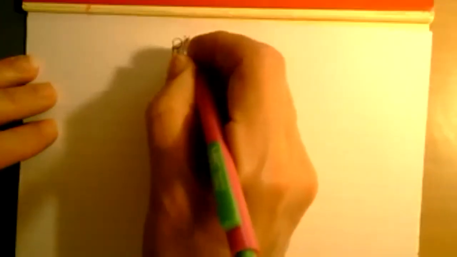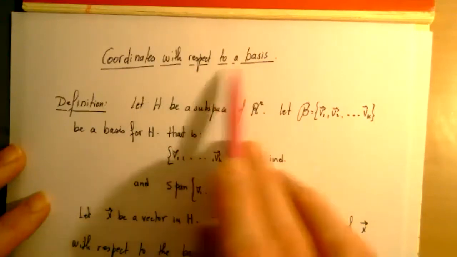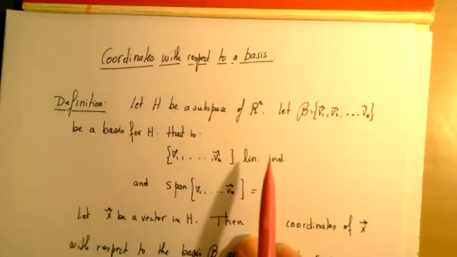Suppose I am in R2, the universe. Let me write down the title: coordinate with respect to a basis. So we're going to talk about coordinate with respect to a basis. Before I state the definition, let me tell you very briefly what it is about. Suppose I am in R2. So I'm taking all the vectors that have two components.